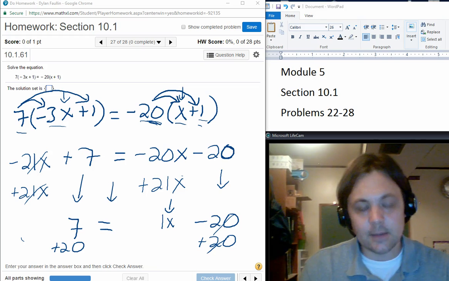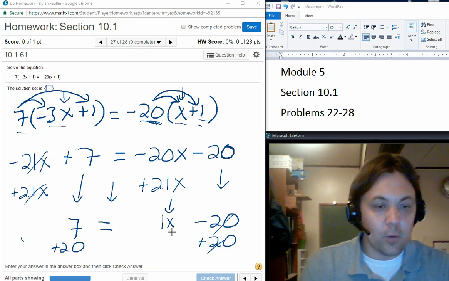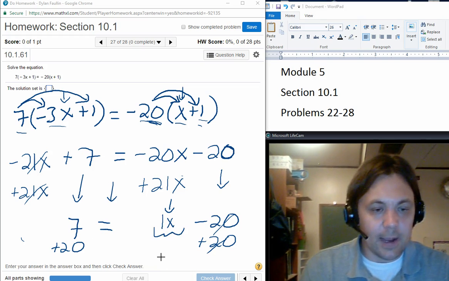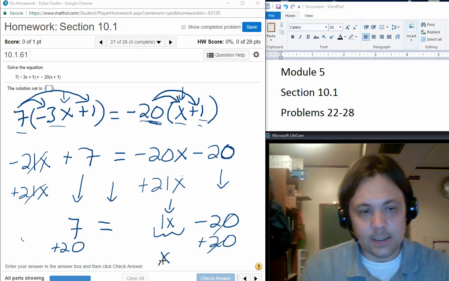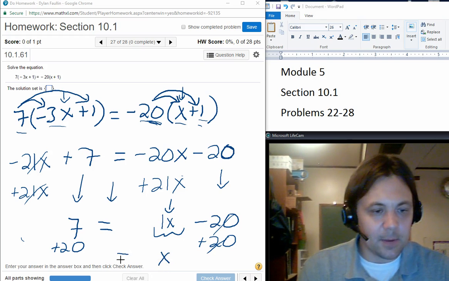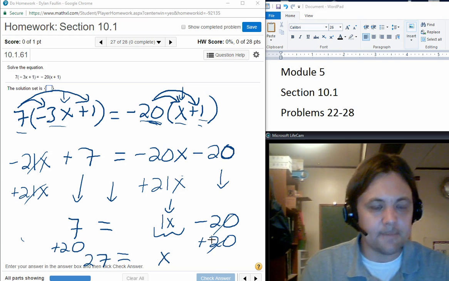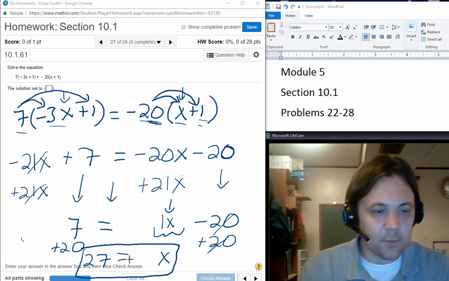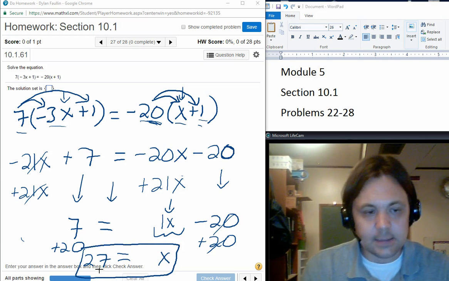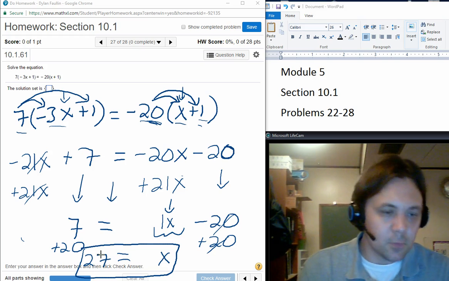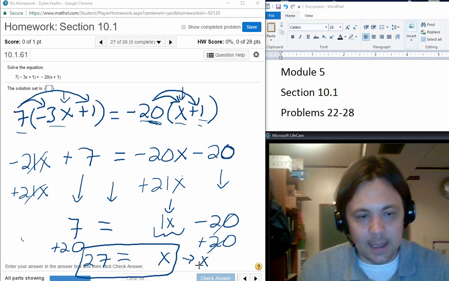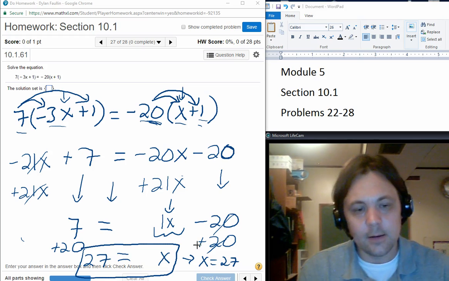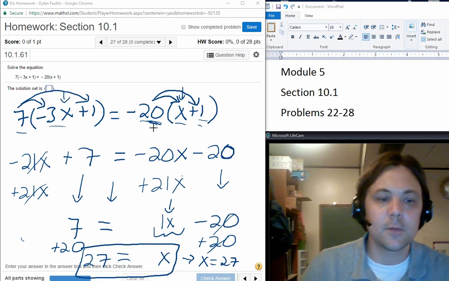So the minus 20 and the plus 20 cancel out. We'll have just 1x on the right-hand side, which I can just write as x, right? 1 times x is just x. I'll copy down the equals. 7 plus 20 is going to be 27. Again, the minus 20 and the plus 20 cancel out. So this is all we're left with, which is my solution. x is equal to 27. So 27 equals x is the same thing as x equals 27. And that's the answer I'm looking for.